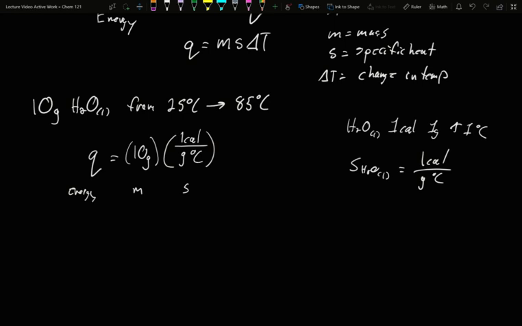If you had 1 gram of water and you wanted it to go up 1 degree, it'd take 1 calorie. If you had 2 grams of water, they would each take 1 calorie, and you'd need 2 total calories. I have 10 grams of water. Each gram is going to take some amount of energy.